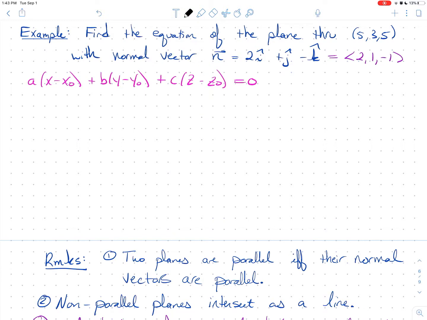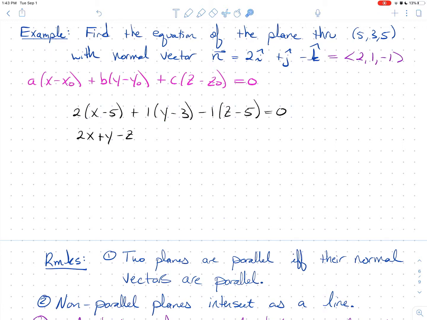So I get A is 2 times x minus the x coordinate, which is 5. And then I get plus B, which is a 1. I'll go ahead and write it: y minus the y coordinate of 3, minus 1 times z minus the z coordinate of the point, which is 5, equals 0. And then typically we do want to clean this up a little bit.